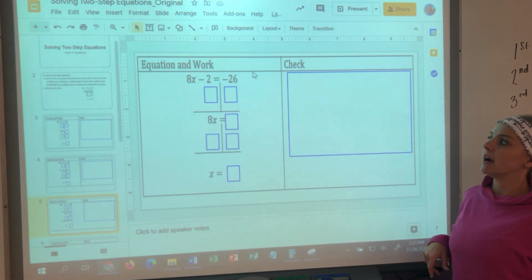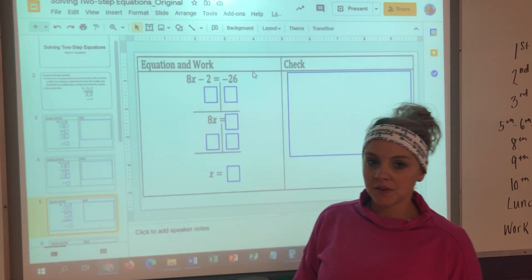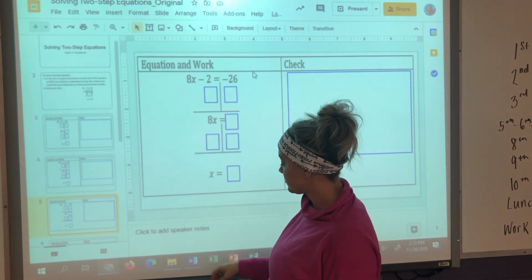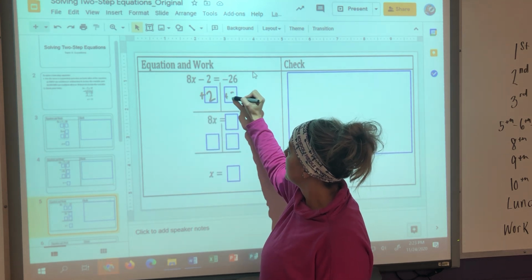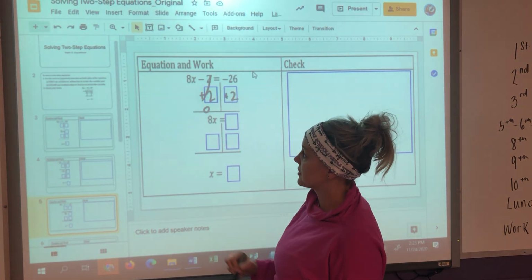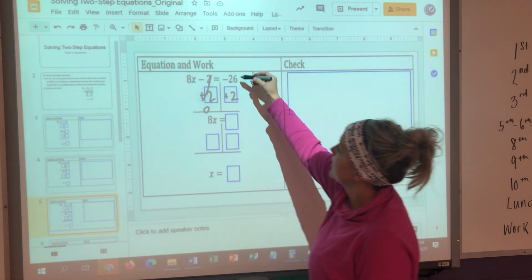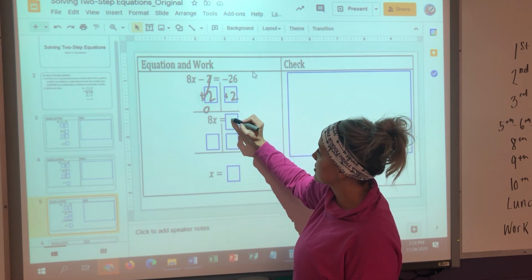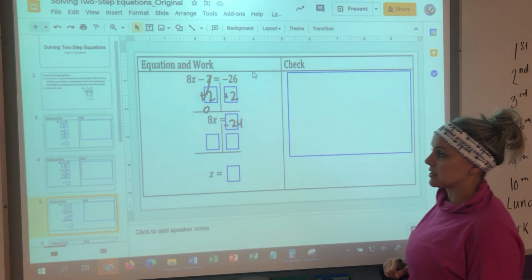Okay, so 8x minus 2 equals negative 26. So again, first step, take care of addition or subtraction. 2 is being subtracted, so the opposite of subtracting 2 would be adding 2. And if you add it to the left, you also need to add it to the right. Negative 2 plus 2, that's your zero pair, and you can see that 8x comes down. Negative 26 plus 2, different signs, so we need to subtract. 26 minus 2 is 24. And then because 26 has a larger absolute value, our answer is going to be negative.